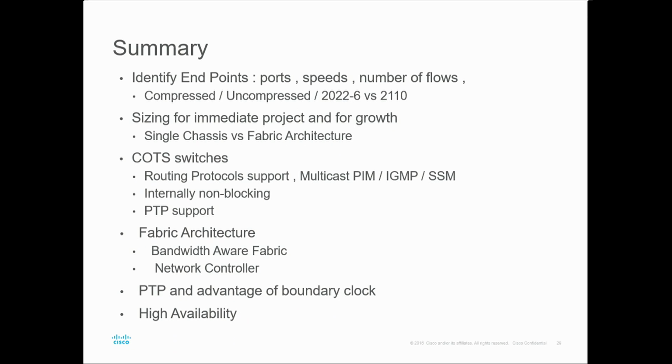And then COTS switches. As you are selecting COTS switches, consider the following. Routing protocol support: you will be surprised, so make sure they support IGMP, PIM, all the routing protocols that we discussed. Internally non-blocking: remember we discussed these data center grade switches that are internally non-blocking. PTP support, boundary clock hopefully. Fabric architecture, if that vendor can support it, meaning bandwidth awareness. And of course high availability is basically a system design.